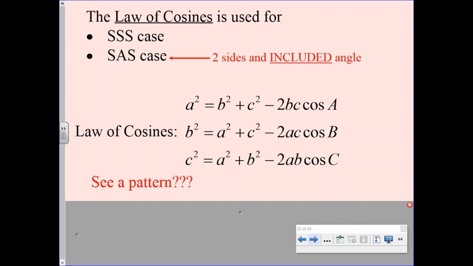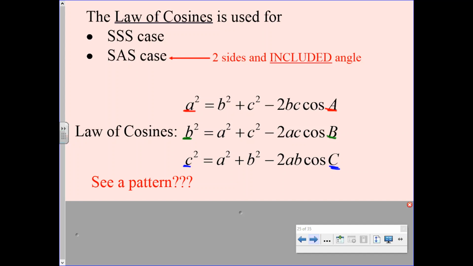Two, I want you to notice the corresponding angles that are in each formula. In other words, you have angle A and side A in the same formula, then side B and angle B in the same formula, and then side C and angle C in the same formula. So as you get familiar with using the law of cosines, it really sets up the same way. It just depends on what you know and what you're trying to find as far as which formula you're going to use.